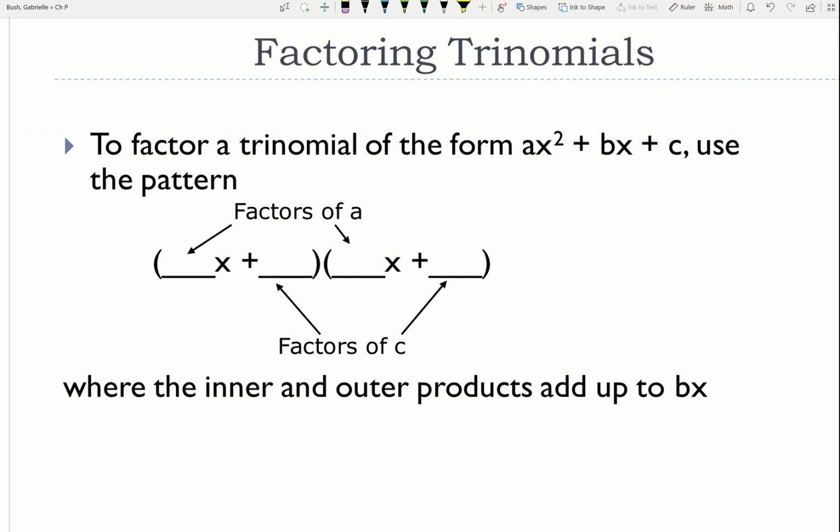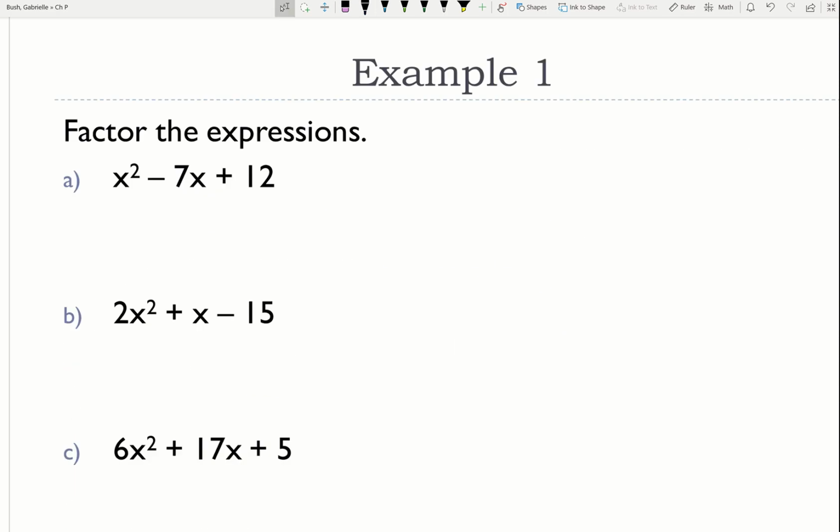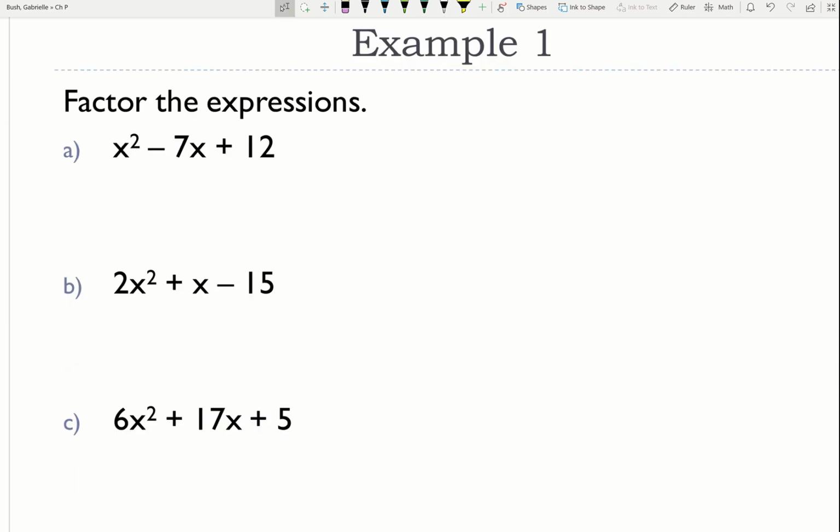So another way I like to think about it is that if you were to FOIL this out, you would get back exactly what you started with, your original, okay? It says where the inner and outer products add up to bx. This is something you have seen before, so we're just going to apply it to a couple of examples and then move on, right?